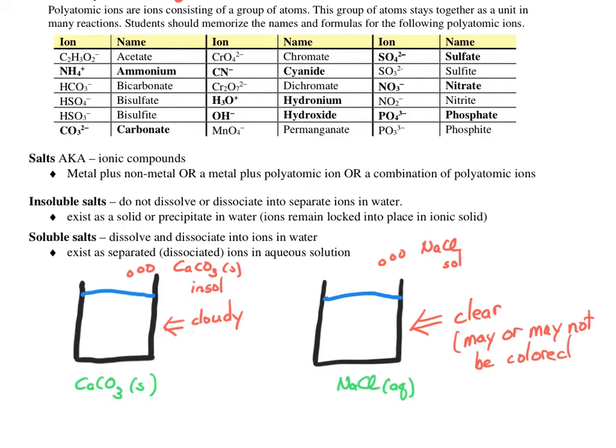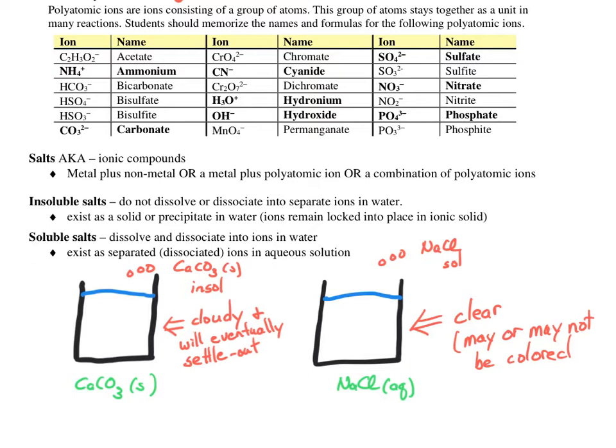Calcium carbonate is an insoluble solid. If we add it to water, it will not dissolve. We stir it up really well, and the solution appears cloudy, indicating that the calcium carbonate is not dissolving. Over time, it'll eventually settle out.